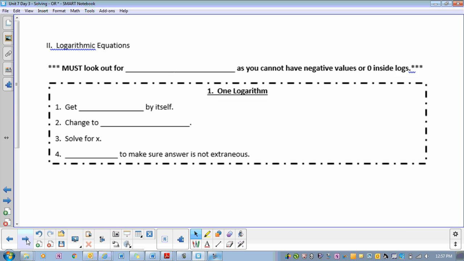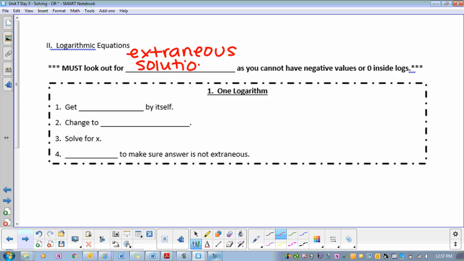Now we're talking about log equations. You ready? All right. So here's the thing. You have to look out for extraneous solutions, as you cannot have negative values or 0 inside logs. You can't have a negative and you can't have a 0 inside logs.